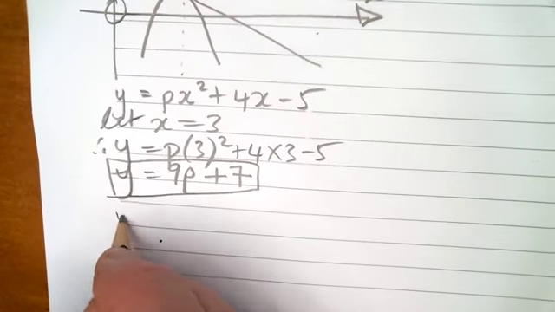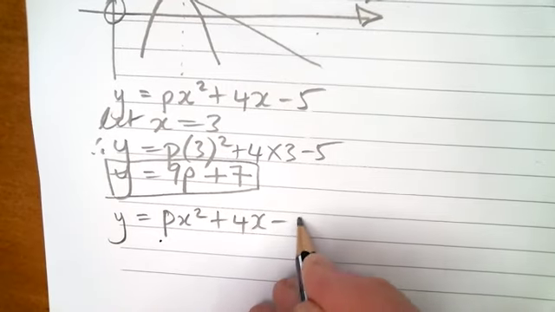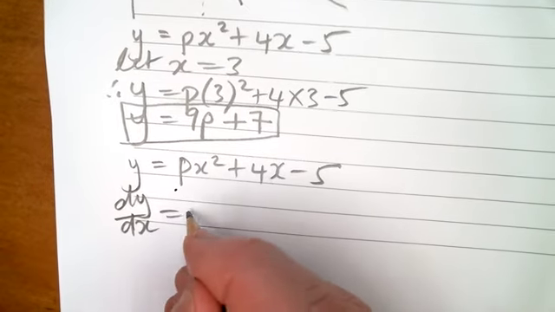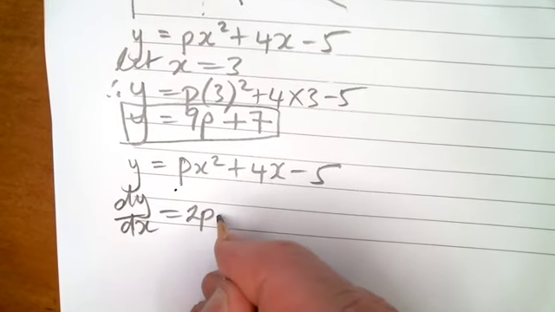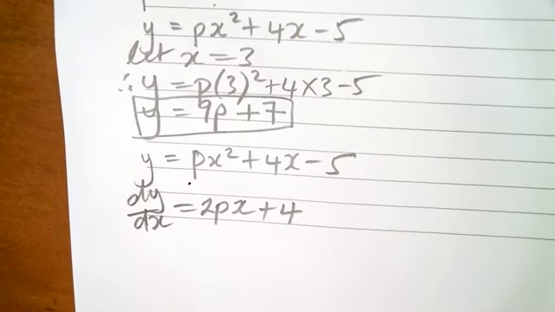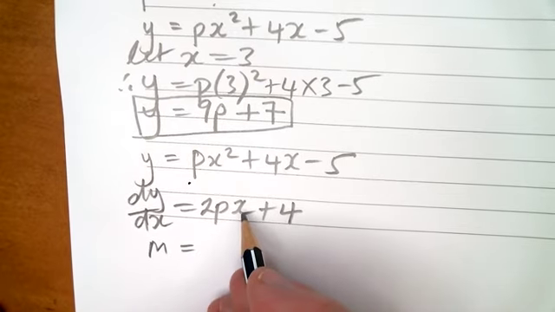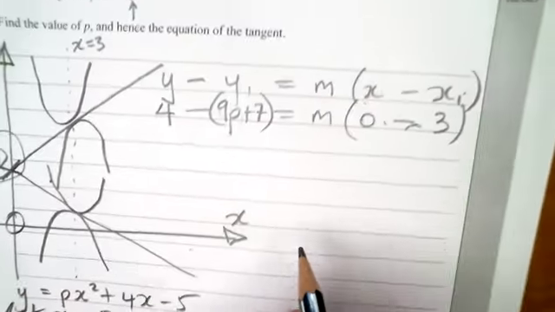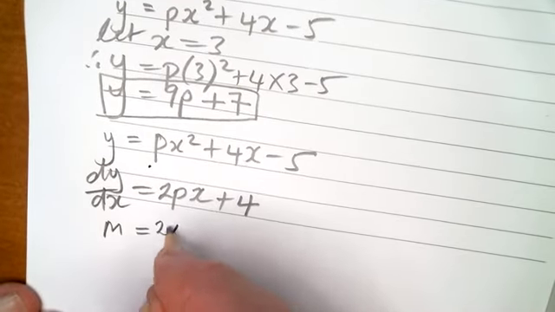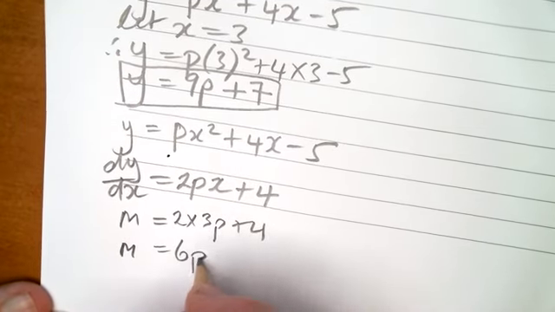So let's do that. So y is px squared plus 4x minus 5. dy dx, in other words, we could say that's the gradient, is going to be 2px plus 4. Does that work? Yeah, I think that's good. So we can say m is equal to that, because this is m. And of course, we've got a value for x. Value for x was 3. There it is. So it's going to be 2 times 3p plus 4. So m is equal to 6p plus 4.